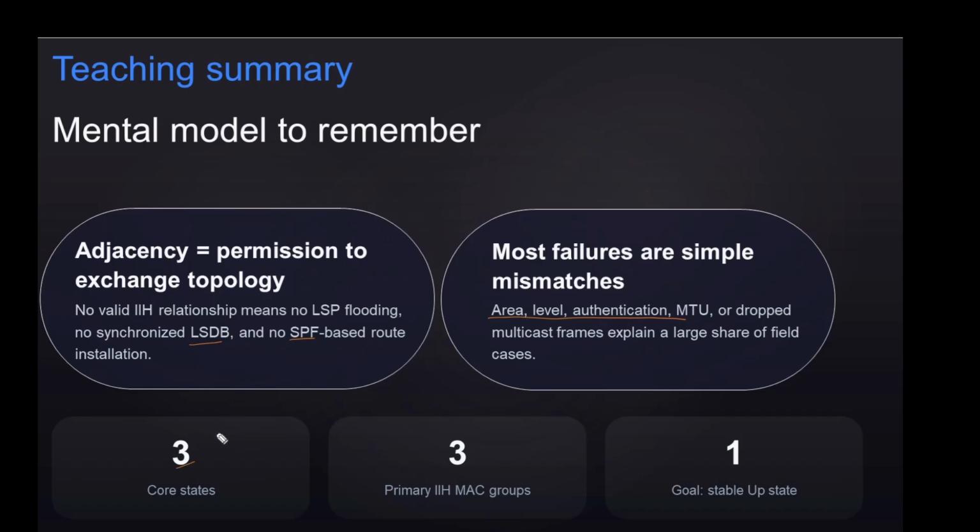Like we discussed, there are three core states in the IS-IS adjacency state machine. We have the down state, the init state, and then the up state. We also have three primary MAC groups. We have the point-to-point MAC address, the level 1 MAC address for a broadcast network type, and the level 2 MAC address for a broadcast network type.